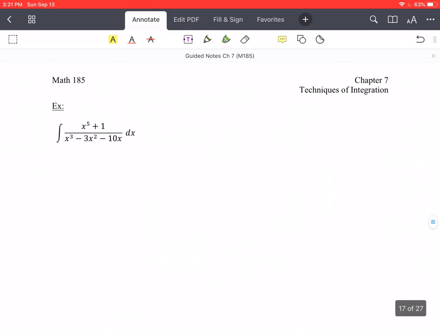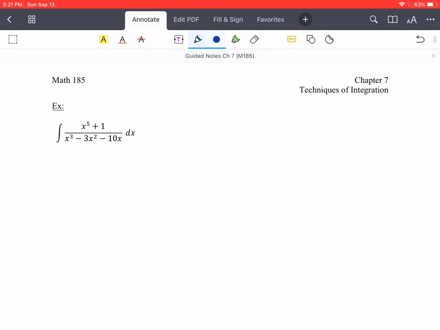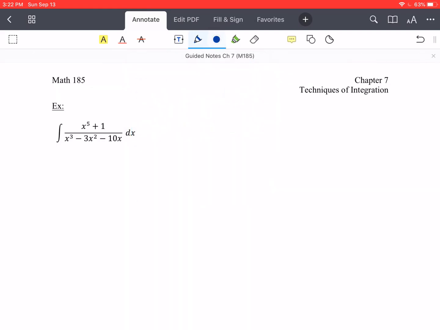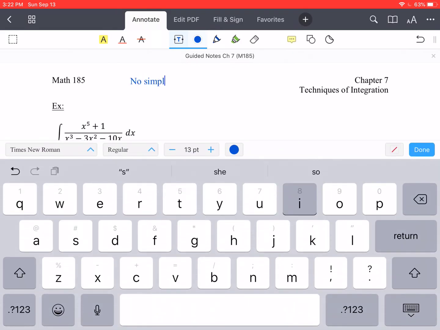Okay, so the first thing that we should look for is any possible simplification. So x to the 5th plus 1, that's not going to simplify the denominator. You've got a factor of x you can pull out, but nothing's going to cancel with the numerator. So there really isn't any simplification we can do here. So no simplification.